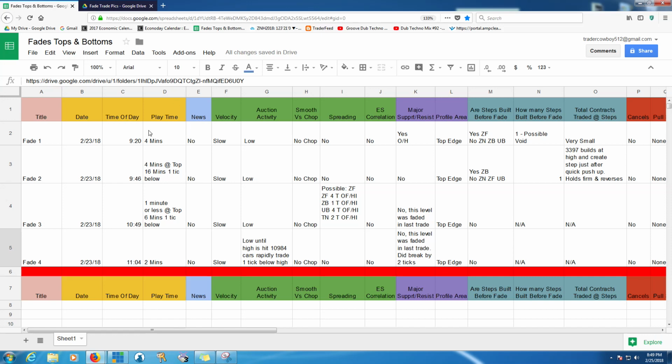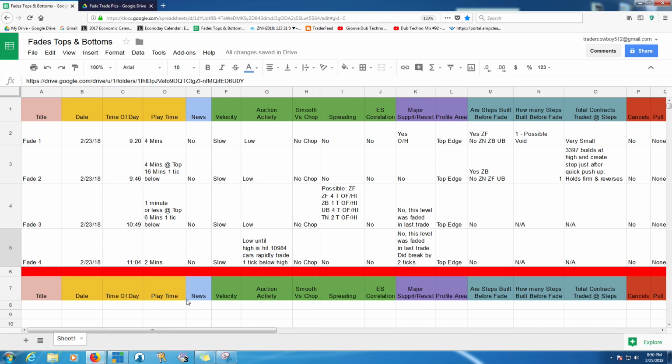Playtime, this is how long it was at the top. So 4 minutes at the top before it fell back in. 4 minutes at top, 16 minutes, 1 tick below. So this tells me that on fade 2, it was 4 minutes at the top, and then it dropped down 1 tick and held there for 16 minutes before it dropped in again. 1 minute or less at top, 6 minutes, 1 tick below on this one, and this one was just 2 minutes at the top.